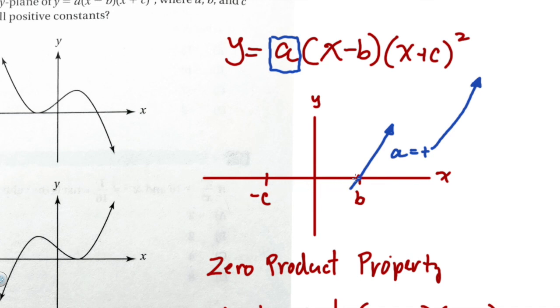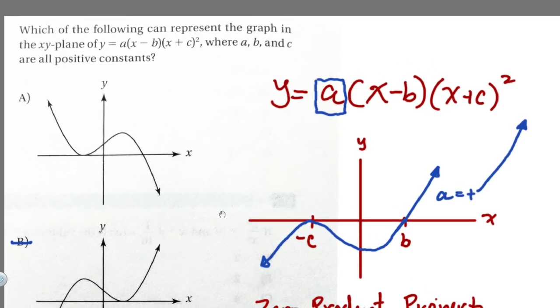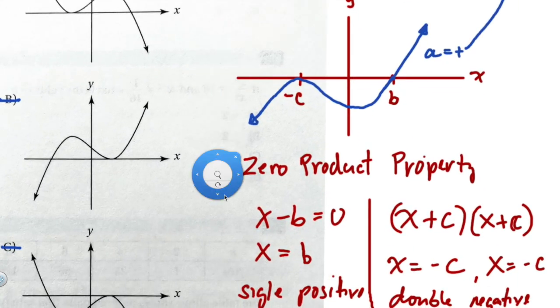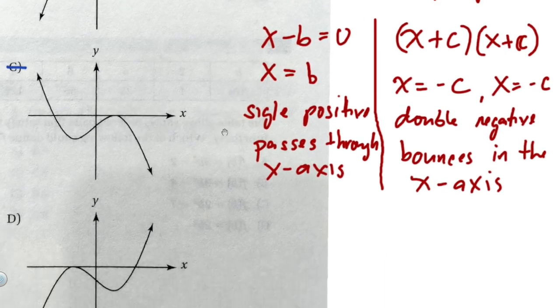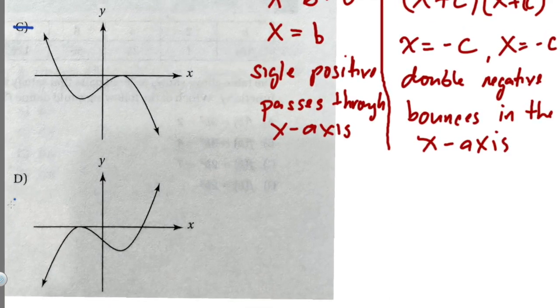Let me draw a little more accurately. It will bounce at that value of negative c, and so the graph will look like this. That will definitely not be letter A, but let's see, it should be letter D. The answer here should be letter D.